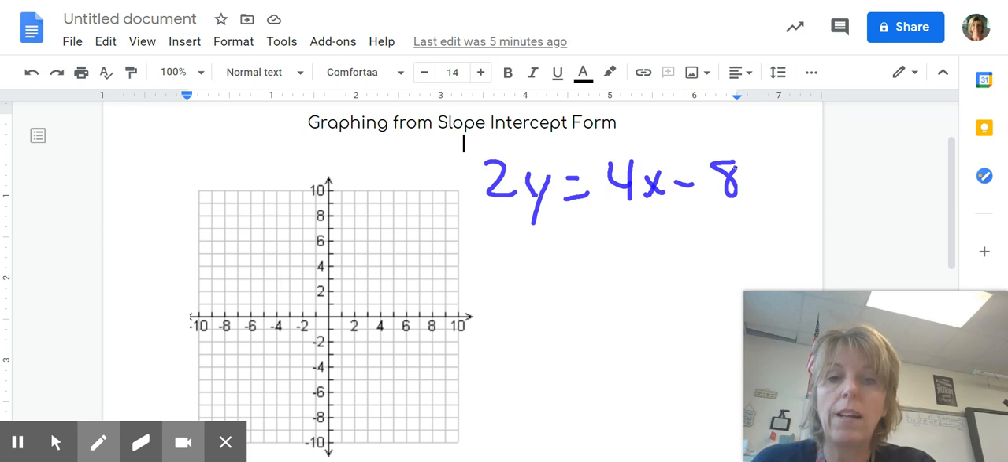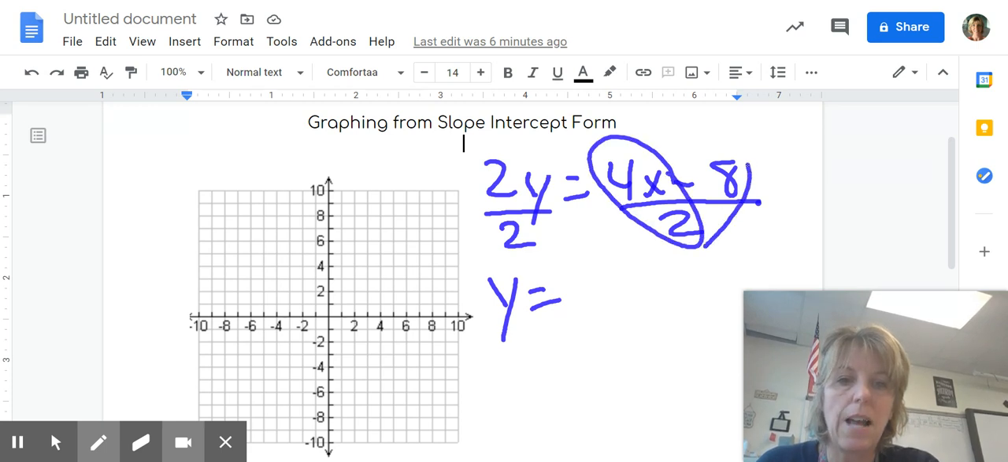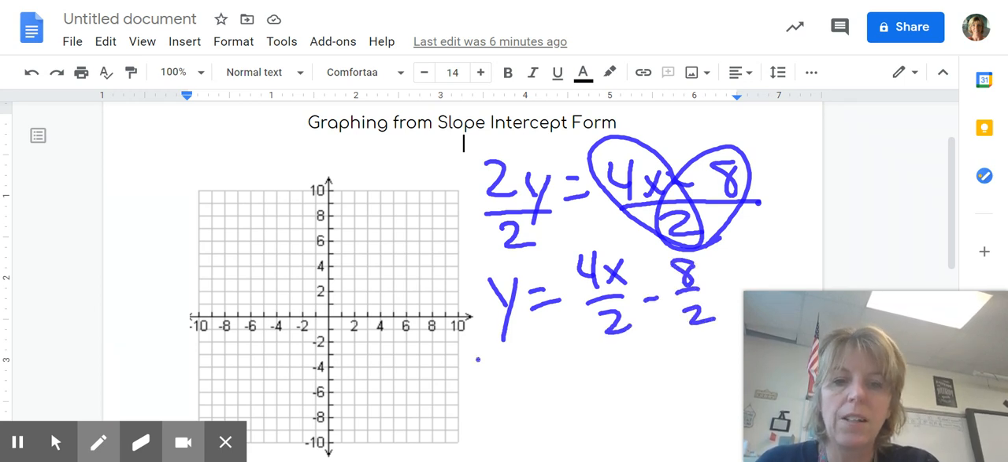We need to solve for y, right? We have to isolate the variable by using inverse operations. What's keeping the y from being by itself? It's multiplied by 2. So the inverse operation is to divide by 2. So I will divide by 2. I get y equals, remember that we will rewrite this as two fractions. So we get 4x divided by 2 minus 8 over 2. That's going to end up giving us y equals 2x minus 4 when we simplify it.